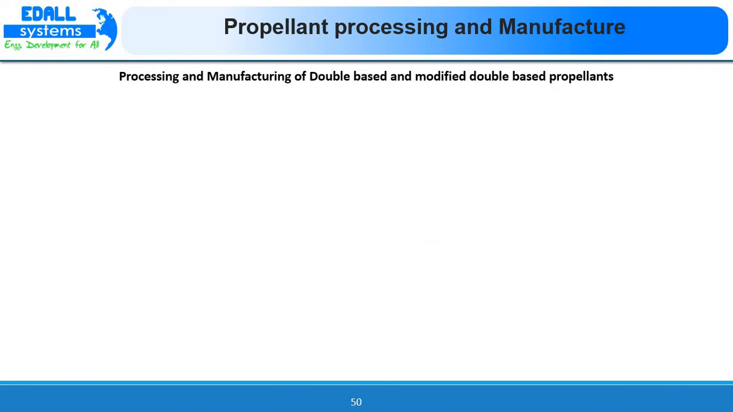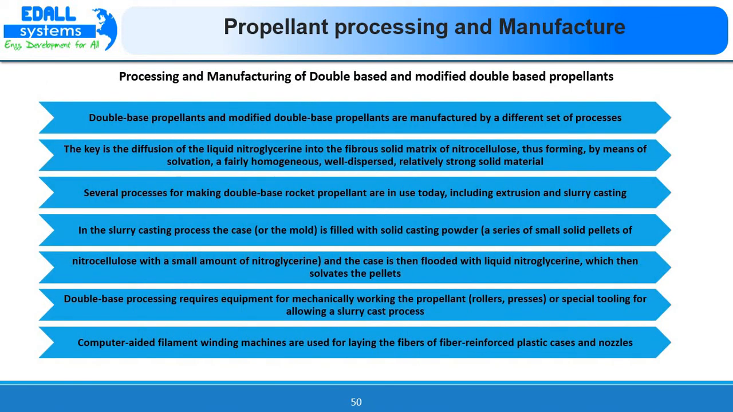Next, we will see the processing and manufacturing of double-based and modified double-based propellants. Double-based propellants are manufactured by a different set of processes than composite propellants. The key is the diffusion of the liquid nitroglycerine into the fibrous solid matrix of nitrocellulose, thus forming by means of solvation a fairly homogeneous, well-dispersed, relatively strong solid material. Several processes for making double-based rocket propellant are in use today, including extrusion and slurry casting.